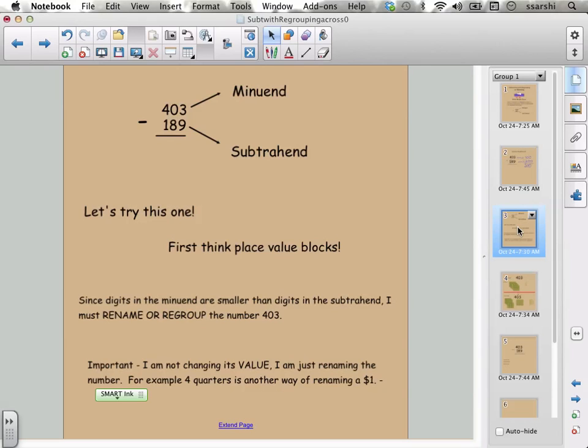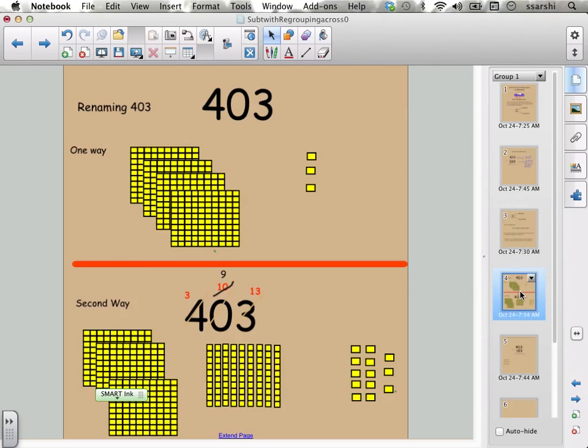If you go back to thinking of place value blocks, like we said, since the digits in the minuend, the top number, are smaller than the digits in the subtrahend, I need to rename or regroup the number 403. If we're looking at it with place value blocks, you see the top half of the page has 400 blocks, 4 hundreds and 3 ones blocks. You'll notice there are no 10 blocks because of this 0 in the tens place.